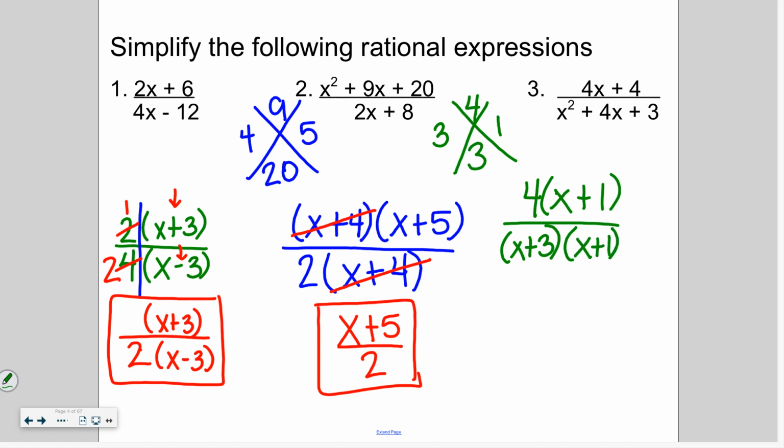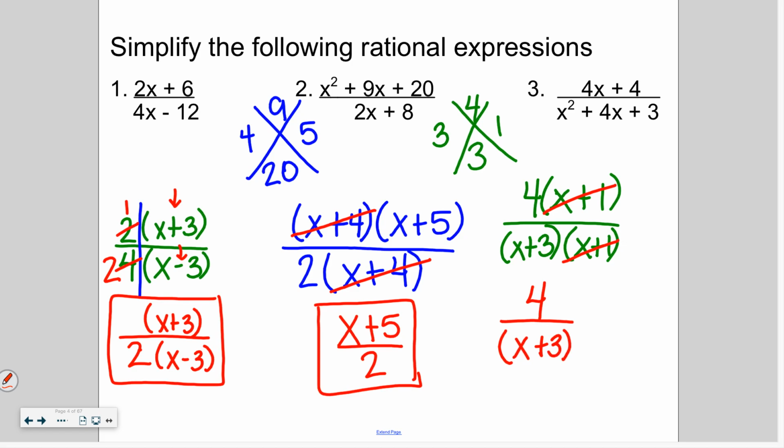x plus 1. Now if I'm looking at the top and the bottom, what do I have in common? The x plus 1, so those cancel out. Can I do anything with the 4 and the x plus 3? No, I cannot. So my answer is 4 over x plus 3.